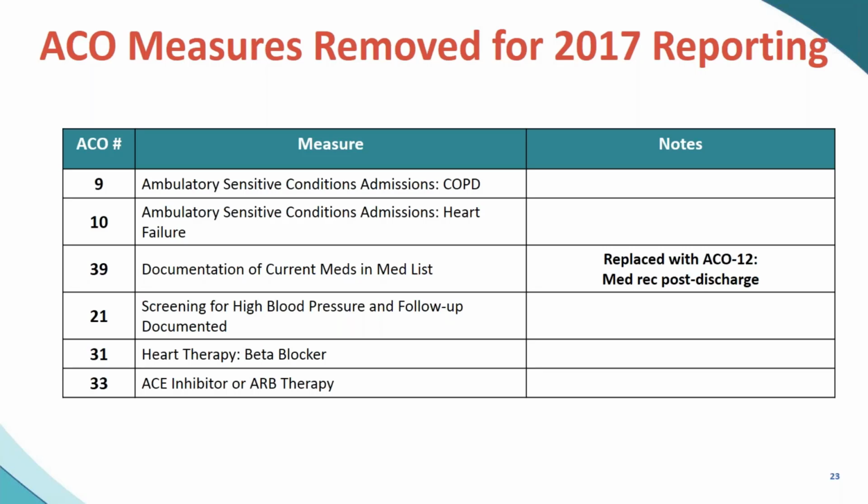But you want to continue to track that internally because it drives so much of your other quality metrics. The other measures that were dropped for 2017 reporting, excuse me, are high blood pressure screening, follow-up, beta blocker, and ACE inhibitor or ARB therapy.